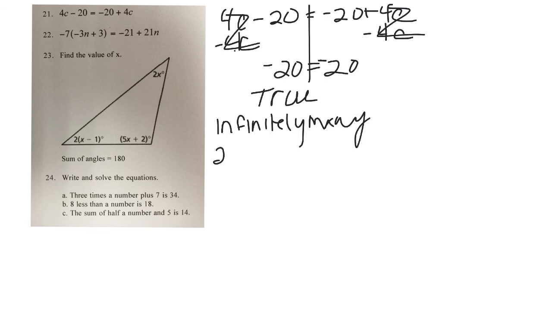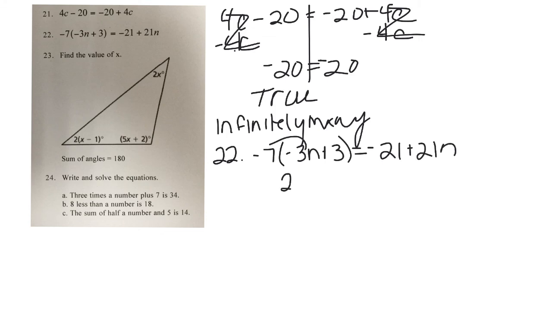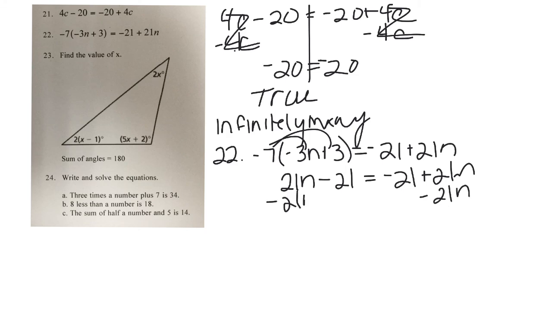So number 22, -7 times -3n plus 3 equals -21 plus 21n. So we distribute, we get 21n minus 21 equals -21 plus 21n. Subtract the 21n to get it on one side. We zero out, and we get again a true statement. And so because this is true, it's infinitely many.